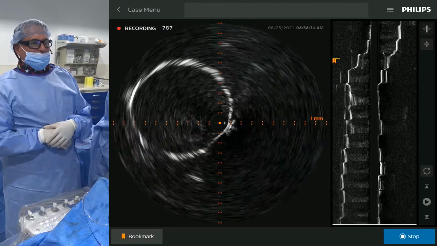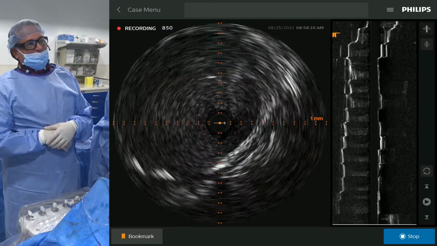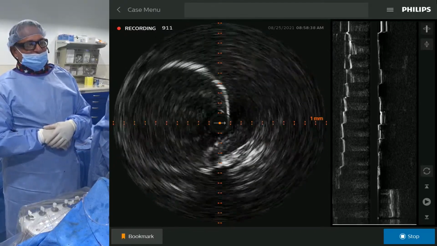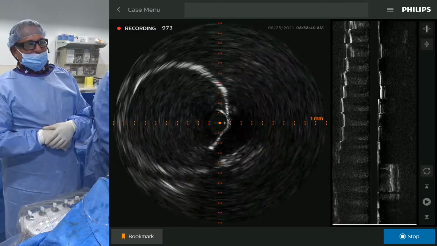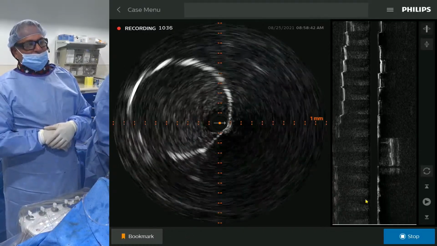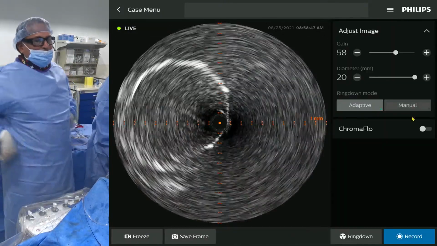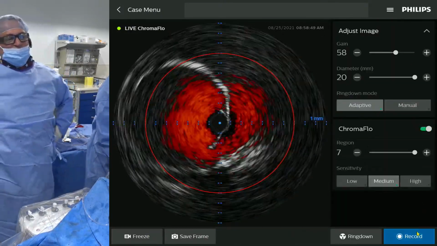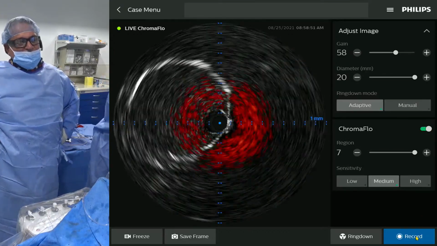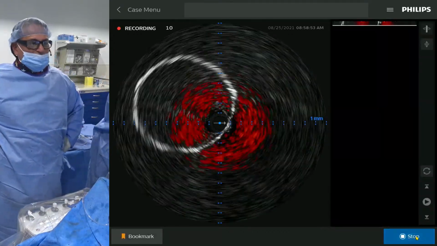Now, this is important too. Karthik is making sure of the distal. There's the mismatch. See that? See the gap in the mismatch? Can we go to the chroma flow? We got a chroma flow here. So you want to see if there's flow behind the stent. See, there's flow behind the stent. So the problem here is, if it's a true aneurysm, obviously it'll be a pressurized sac.